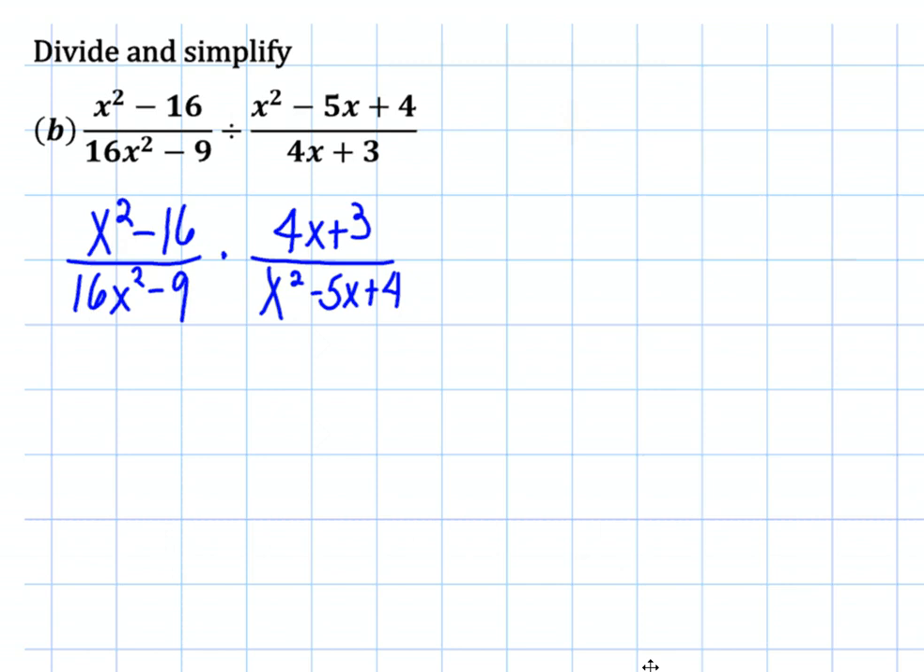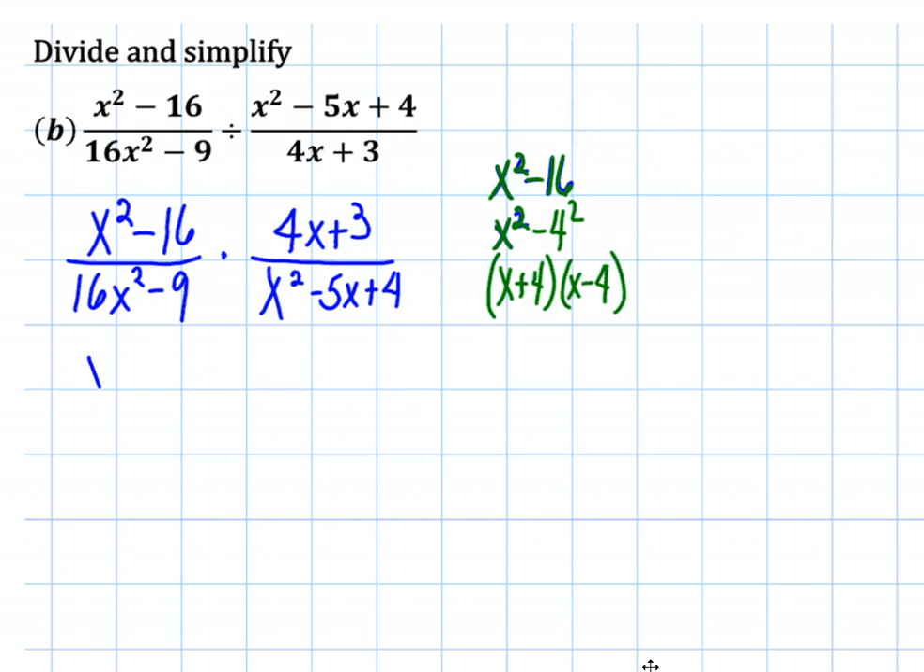The first part of the problem stays the same. The division changes to multiplication. And you've got to flip or invert the second part. So using the a squared, let's go over to the side. X squared minus 16, I can rewrite that as x squared minus 4 squared. So that would be x plus 4 and x minus 4.